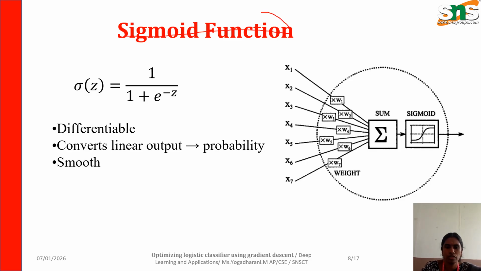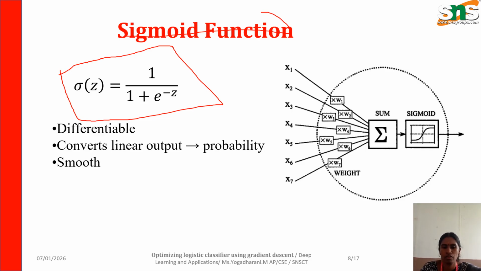The sigmoid function is smooth and differentiable. This property is very important for optimization. It converts any real value into a probability. The formula for the sigmoid function is sigma of z equals 1 divided by 1 plus e to the power minus z. Because it is differentiable, we can calculate the gradient we need for gradient descent.